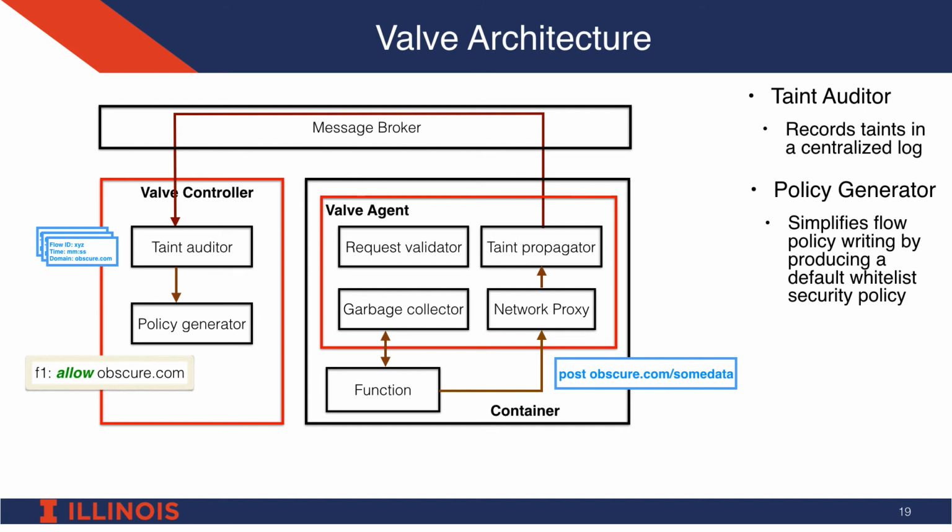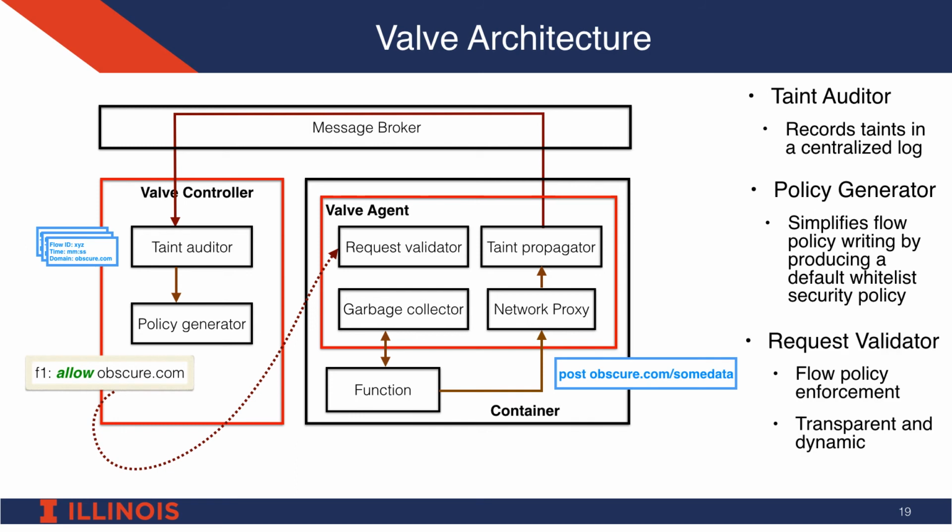The request validator within the Valve agent is a policy enforcement point. The API request validators within the Valve agents will begin to deny accesses that do not adhere to the function rule set. When a function invocation request is received in the container, the request validator extracts the taint level from the inbound request and references the policy to determine if the request is authorized. Then it can either allow or deny forwarding the request to the function. The enforcement is transparent to the function.